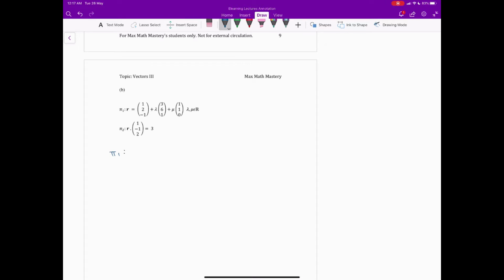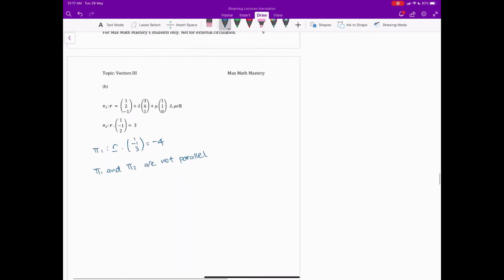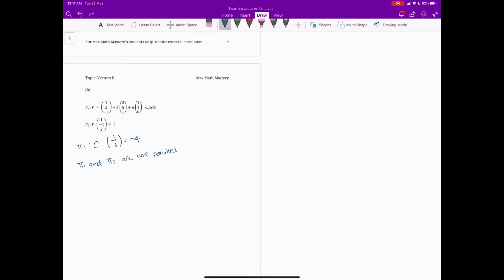You should calculate the scalar product form of this plane to be r dot (1, -1, 3) is equal to -4. So you can quickly compare the normal portion of plane 1 and plane 2. You should see that they are not parallel. So I can quickly say that plane 1 and plane 2 are not parallel, which means that they're going to intersect at a line. There are two methods to find the intersection between two planes. I'm going to quickly show you how to find the intersection between two planes.